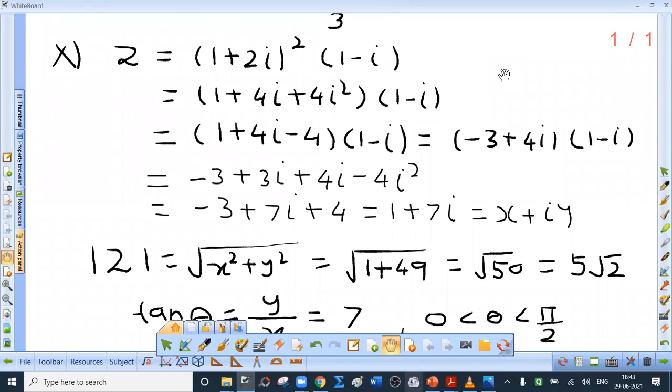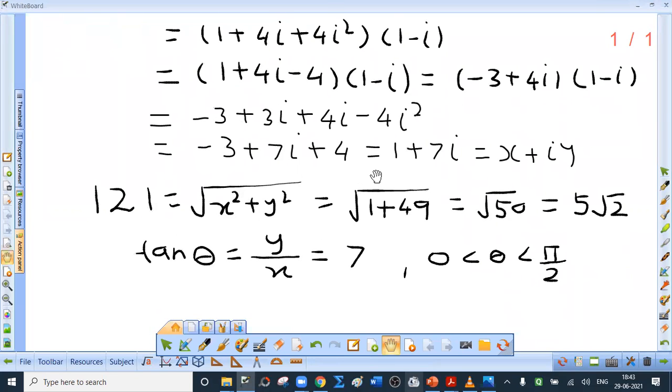In the 10th sum, the main job is to write the complex number in which form? A plus ib. For that, first square 1 plus 2i, replace i square by minus 1. So this is minus 3 plus 4i multiplied by 1 minus i. So finally, the given complex number is 1 plus 7i, which is x plus iy.